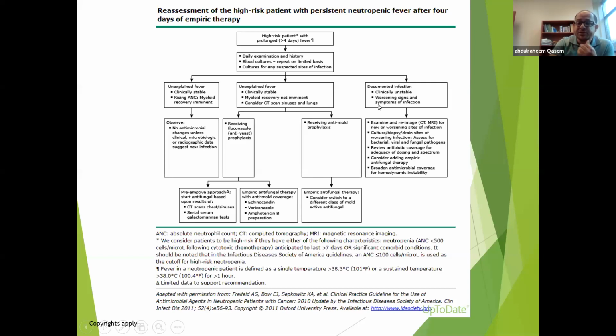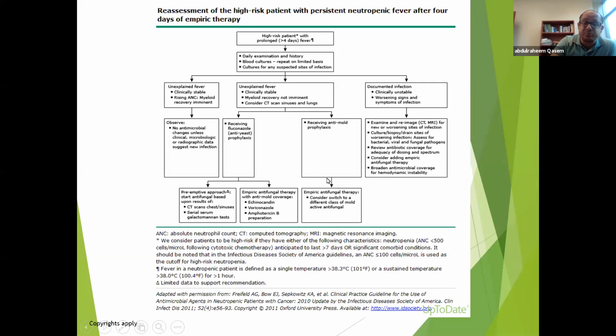If the infection is documented and the patient is clinically unstable, with worsening signs or symptoms of infection, then you investigate accordingly. But if the fever continued, then you may add some antifungal medications. If the fever continued and the patient is clinically stable and ANC is improving, then you may just watch them and continue the same antibiotics. But if the fever continued, clinically stable, but the ANC is not expected to recover in a short period of time, then you may add antifungals, and the type of antifungal will depend on whether they are already on antifungal prophylaxis or not.